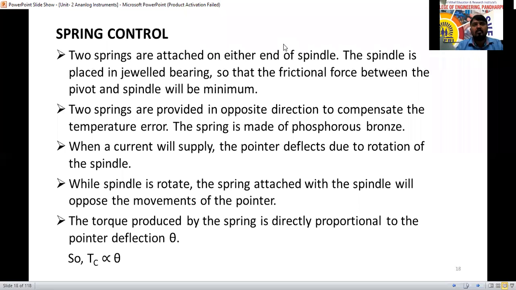So spring, all of you know, a spring is there like this, folded into circles. It has some strength. Because of that strength, it will shrink and it will expand. Its size will expand and it is going to shrink. Based on that, we are going to do the operation here.